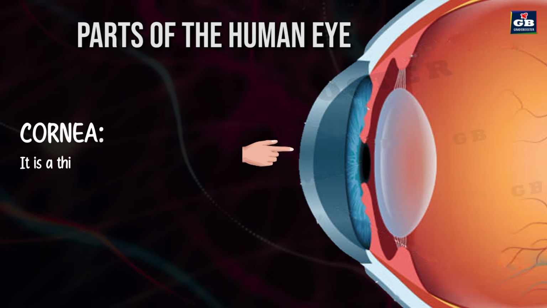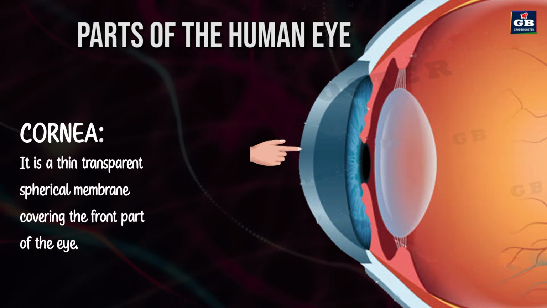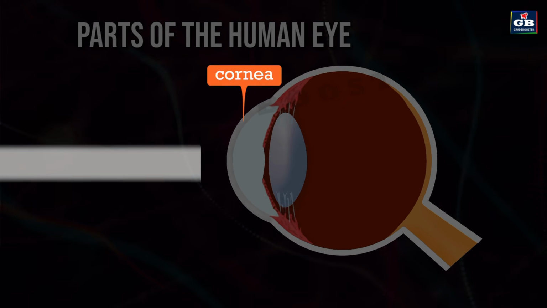Cornea. It is a thin, transparent, spherical membrane covering the front part of the eye. Light enters our eye through this membrane. So it is the outer, protective membrane of the eye.